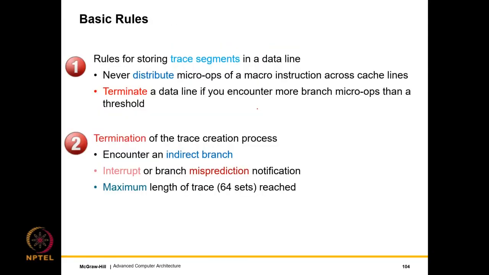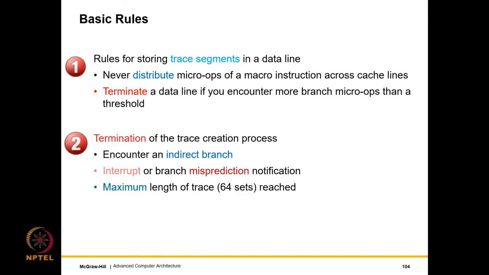So let us now look at the rules for storing trace segments in a data line. The first rule is that we never distribute micro-ops of a micro instruction across cache lines. So it is never the case that a single micro-op is partitioned, with a part of it in cache line 1 and a part of it in cache line 2. That is never the case.